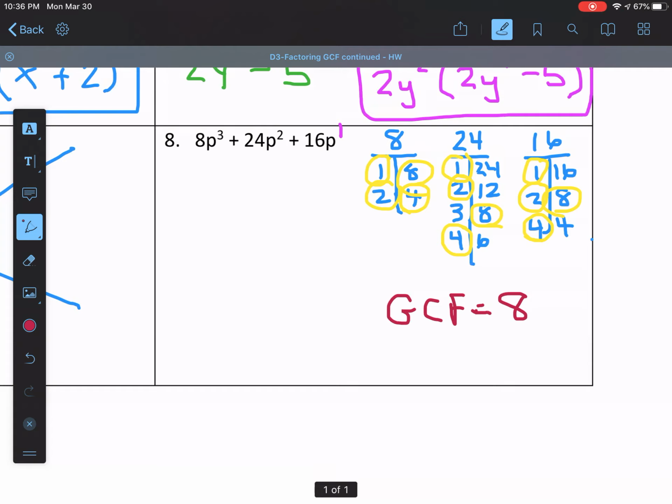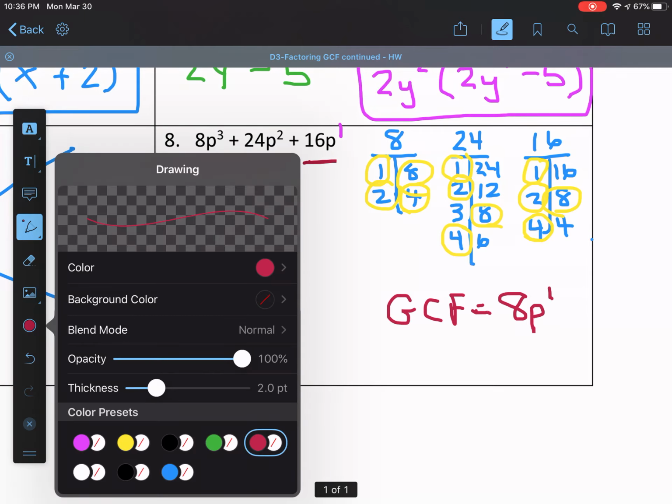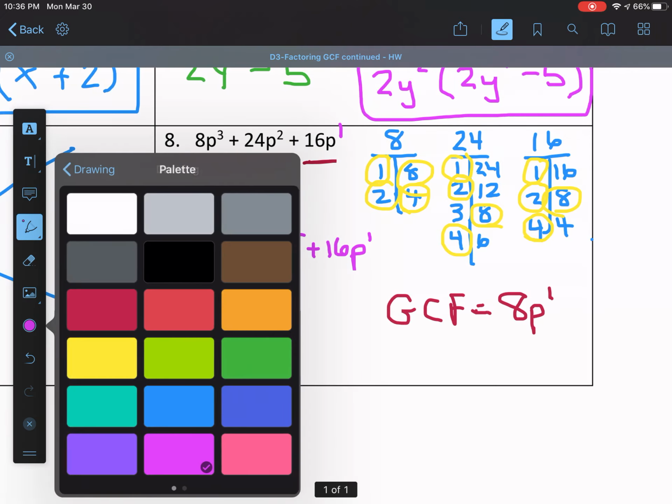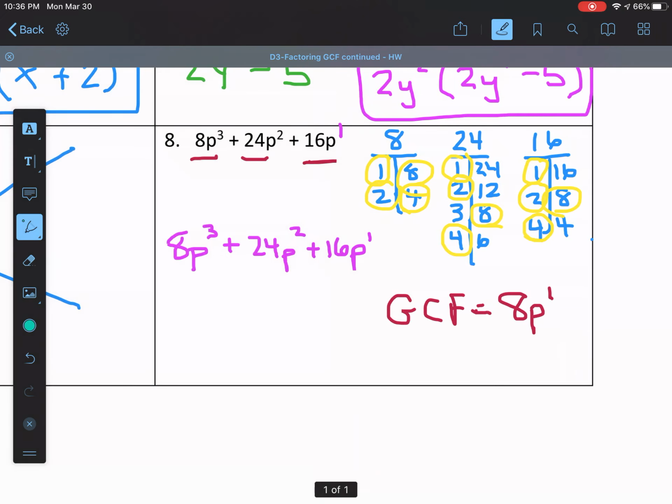And now if you look back to the original problem, you'll notice that all 3 of the terms in our polynomial have p's. So p is going to be a part of our GCF. And we take the lower exponent, which is to the first power. So our GCF is 8p to the first, or just 8p. Both of them mean the same thing. All right, and now we've got 8p cubed plus 24p squared plus 16p to the first. And we are dividing everything by 8p to the first.